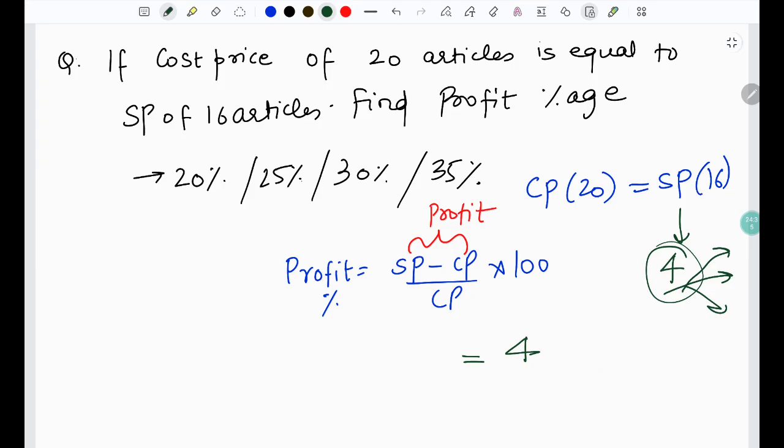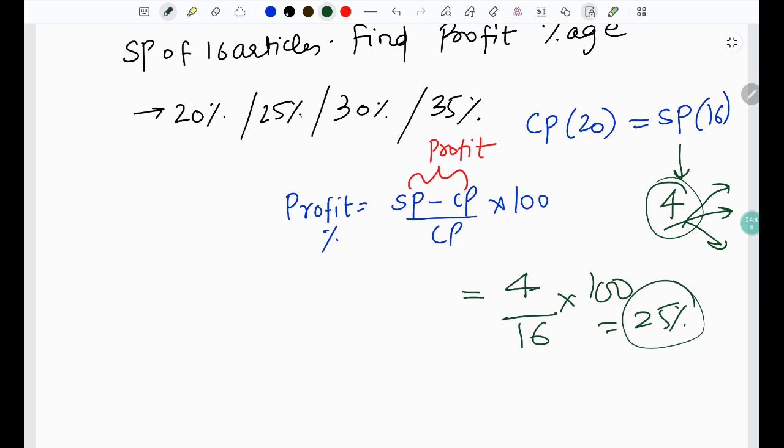And how much did he sell? In this case he sold 16. Therefore the net profit would be 25%. For such questions, one has to keep this in mind, that in the denominator, the only value that will come is how much is going to someone.